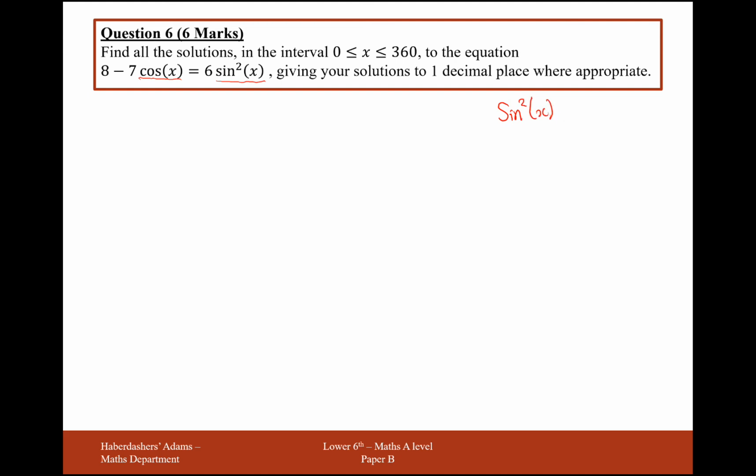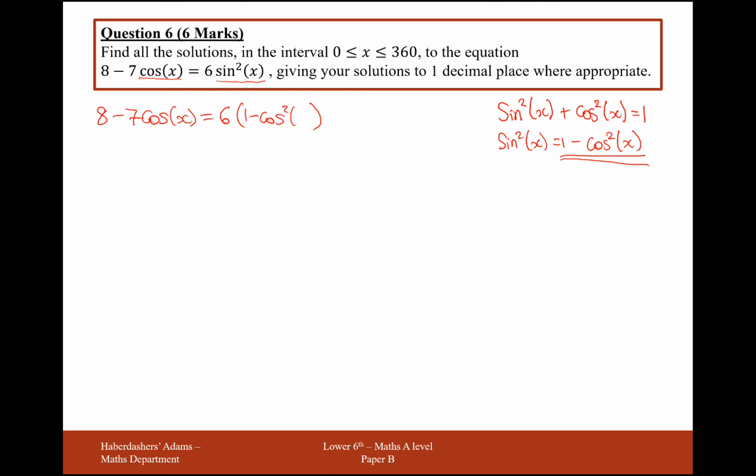If we remember back to our identity, sine squared plus cos squared equals 1, we can rearrange this to sine squared x equals 1 minus cos squared x. So we move the cos squared onto the other side, and now all of a sudden, rewriting this equation, 8 minus 7 cos x will equal 6 times sine squared, which is 1 minus cos squared x. And from this we're still going to get a quadratic, but it's going to be so much easier because it's only got cos functions in there.